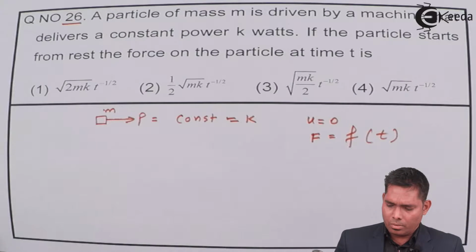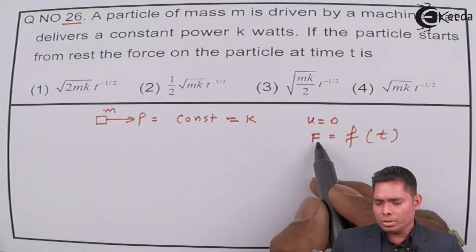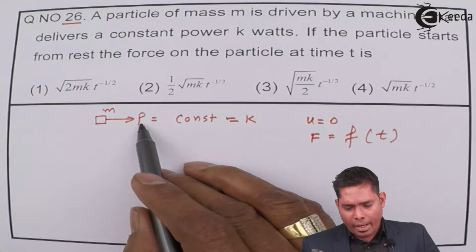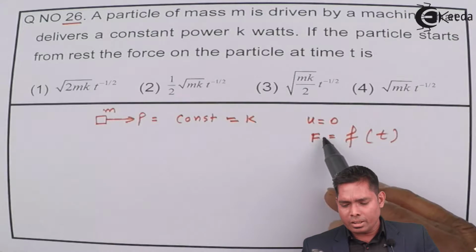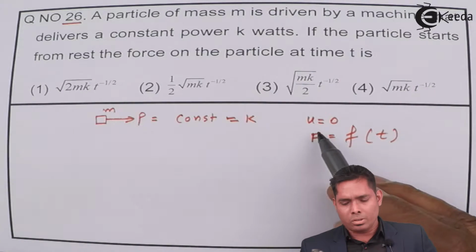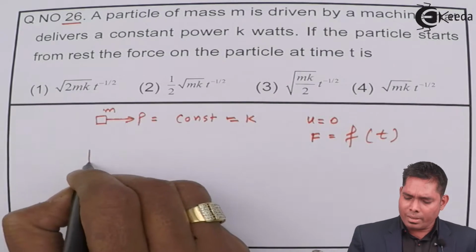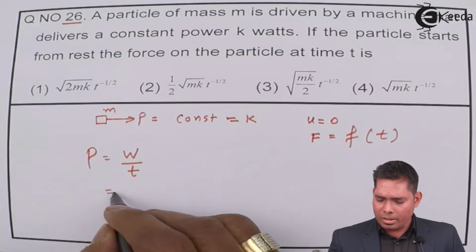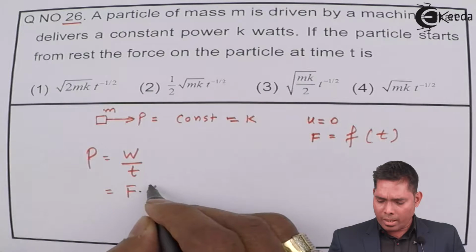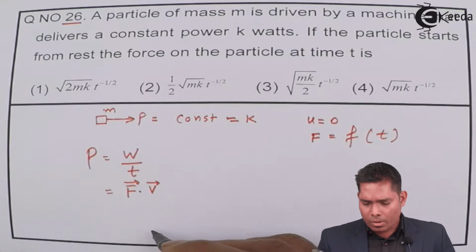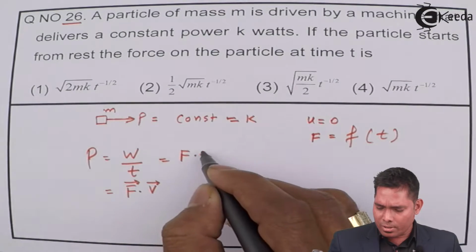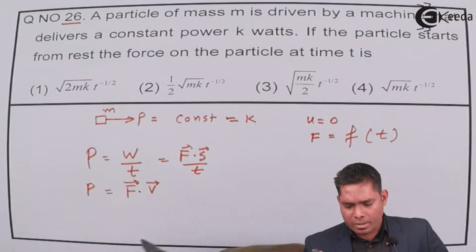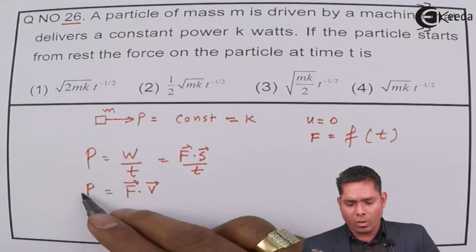First of all, to get the relationship between this force and time, we must know how the instantaneous power and the instantaneous force are related. We know that power is the rate at which work is done. Work done is the dot product of force and displacement, F dot S, divided by t. From here S by t becomes v, so the instantaneous power is F dot v, which is a constant.